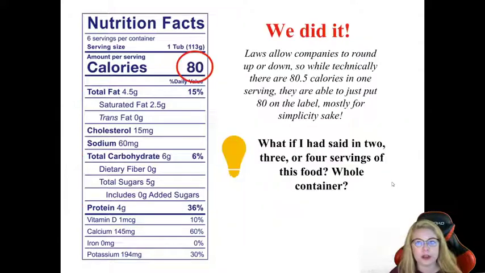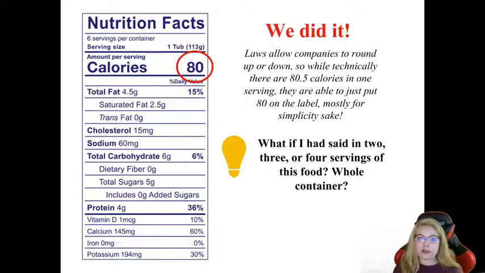So let's see, did we do it right? We did it. Now, we just got 80.5. This nutrition facts label is saying that there's 80 calories in the food. How can that be? Well, there are certain laws with different companies, and it's a U.S. government regulation thing that allow companies to round up or down. So while technically there are 80.5 calories in one serving of this, they're able just to put 80.